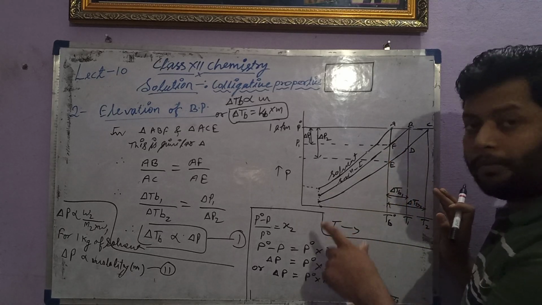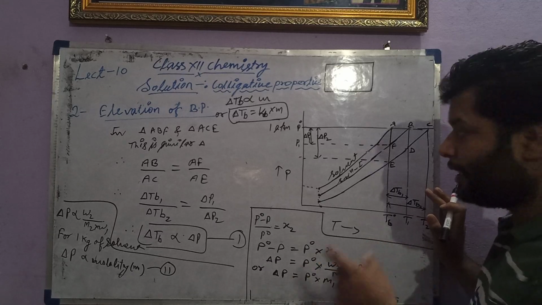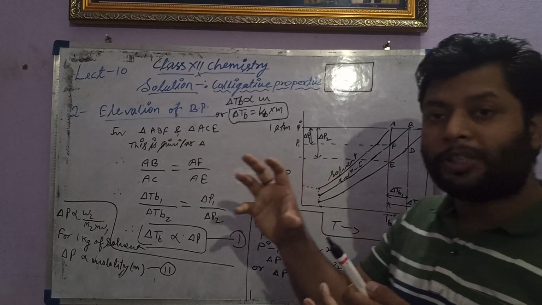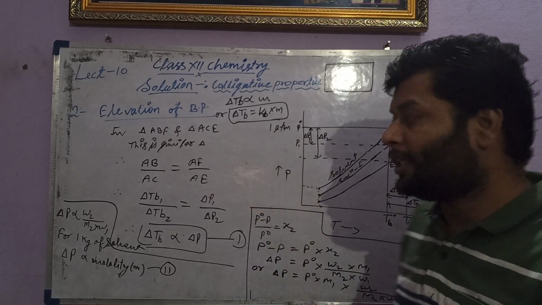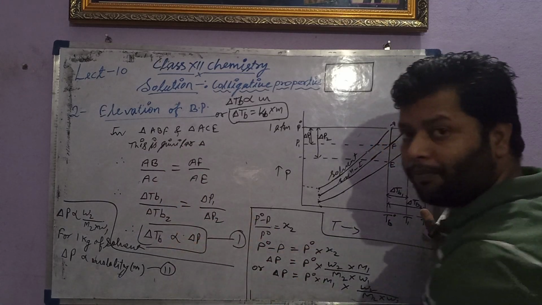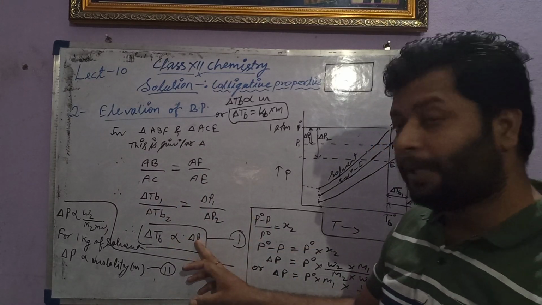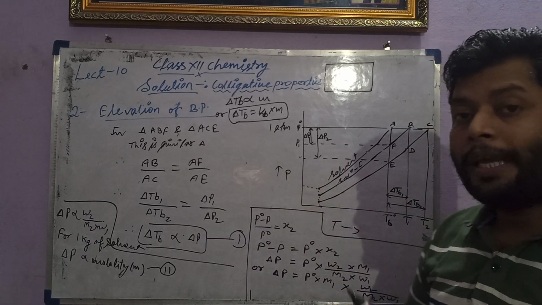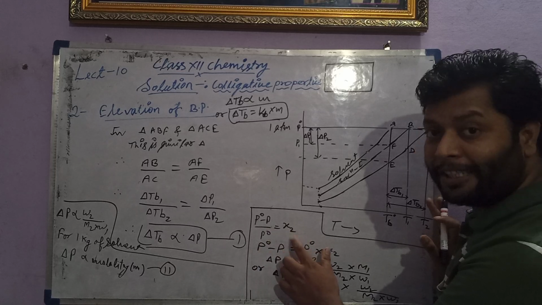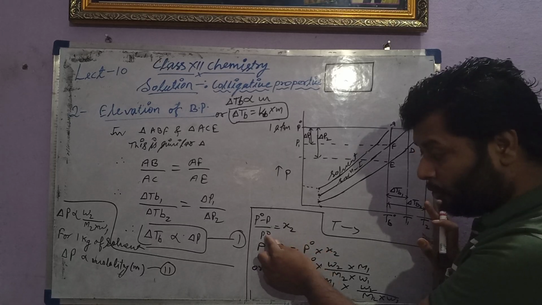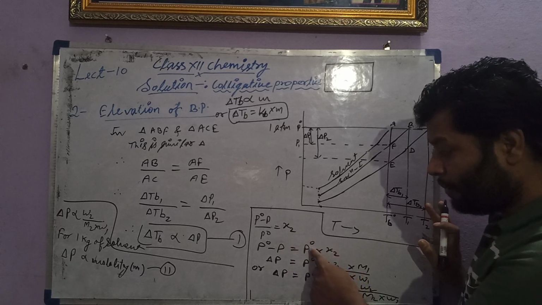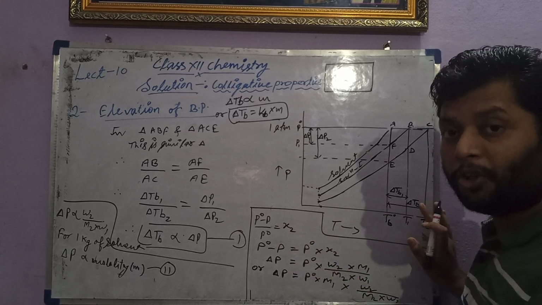If these curves are assumed to be straight, these triangles should be similar, and on the basis of similarity, the ratio of their arms must be equal to each other. On that basis, I am putting in the value and evaluating the first equation, delta TB proportional to delta P. From the relative lowering of vapor pressure, we know P0 minus P upon P0 equals X2, the mole fraction of solute. So this can be written as P0 minus P upon P equals P0 into X2. P0 is the vapor pressure of pure solvent.